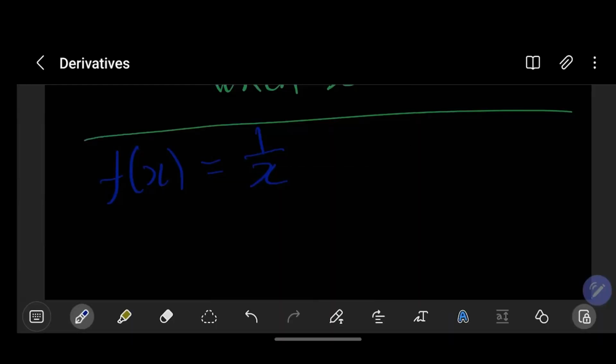Let's look at this example, right? We have f of x is equal to 1 over x. Now, if you remember in my integrals video, we can rewrite 1 over x as x to the minus 1. Now, this is in a familiar rule, so we can now use the power rule.